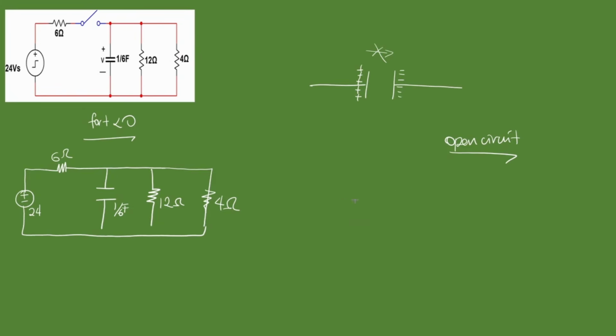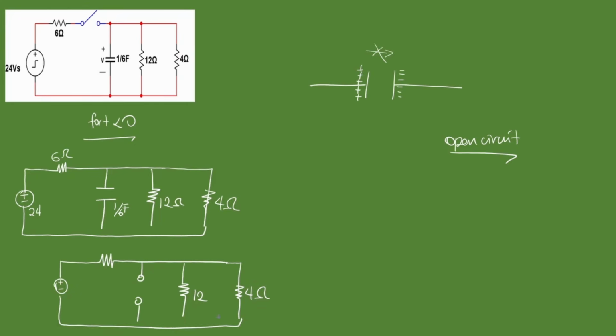So to redraw this circuits, we're going to have an open circuit where the capacitor would have been. A 12 ohm resistor will stay the same, and a 4 ohm resistor will stay the same way. Everything else is good. Complete the circuits, open circuits, 6 ohms, 24 volts. So what we're looking for now is this voltage, V0, that is the open circuit voltage across the capacitor.